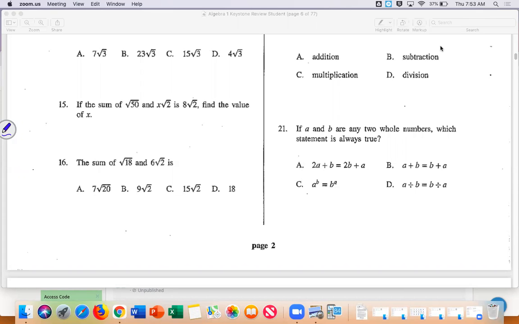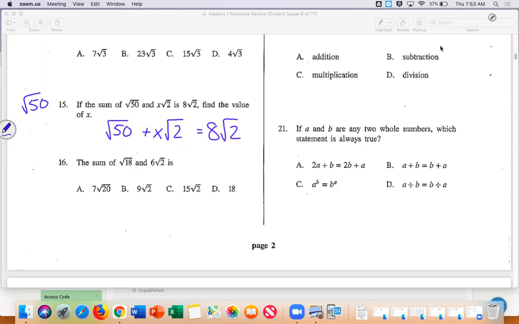So we have the square root of 50 and x root 2. And is means equals, correct? So we have 8 root 2. Now, notice the x root 2 and the 8 root 2 both have root 2s, right? Now, there's a couple different ways we could do this, okay? First way is kind of like what we did in chapter 6, where we broke down the square root of 50, right? So let's look at the square root of 50.